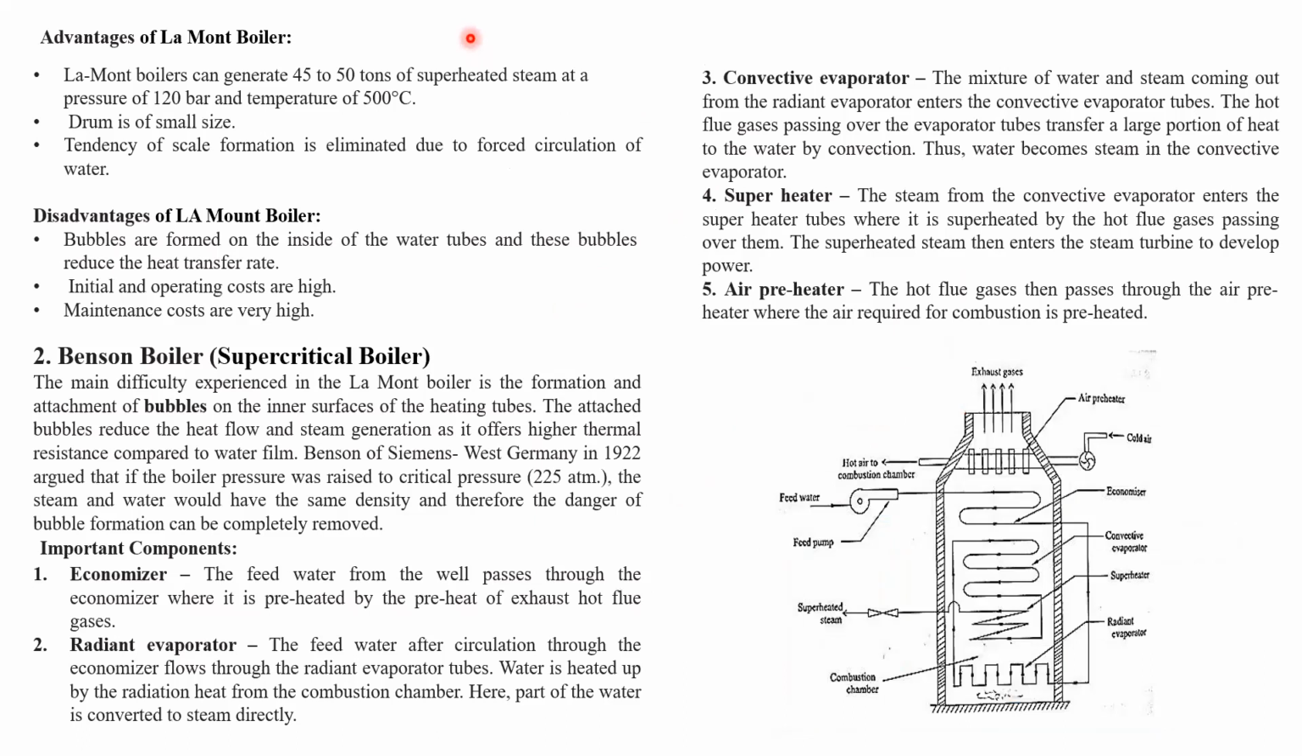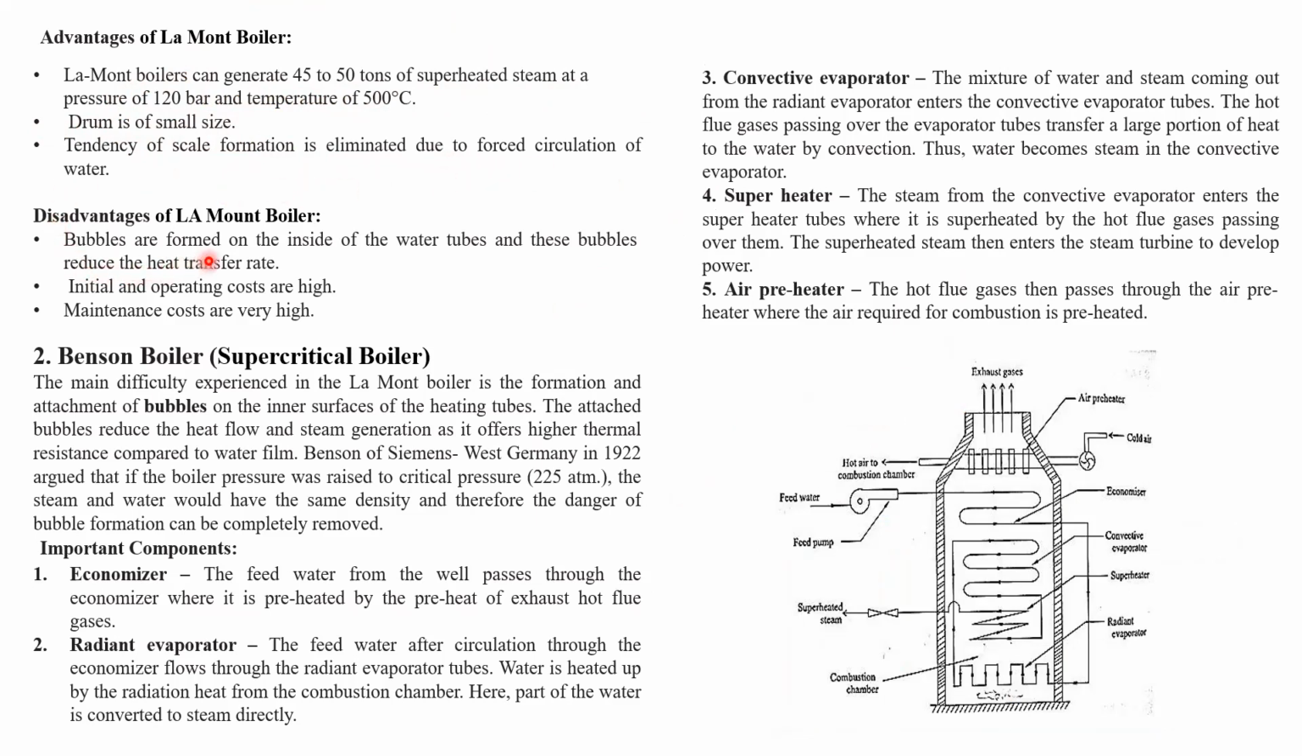Advantages and disadvantages. The Lamont boiler can generate 45 to 50 tons of superheated steam at a pressure of 120 bar and temperature of 500 degrees centigrade. The drum is of small size. The tendency of scale formation is eliminated. Scale formation inside the tube is prevented due to forced circulation of water.